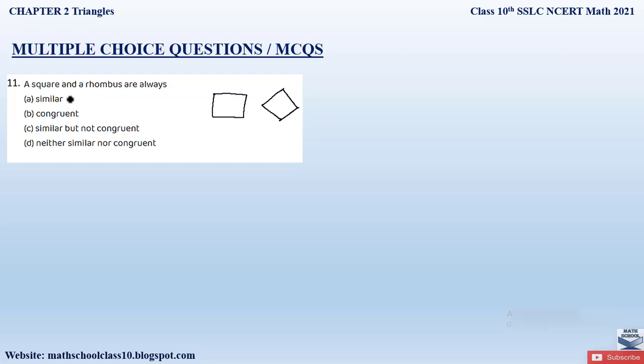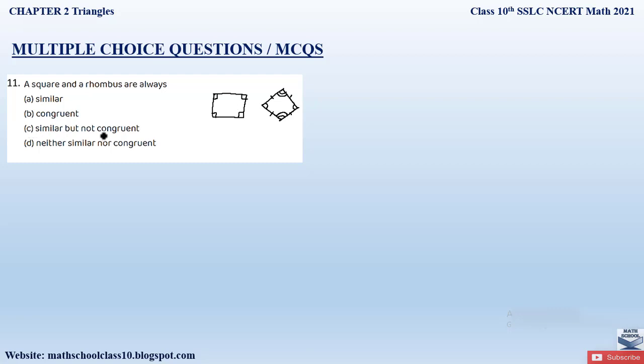When you come to similarity, their corresponding sides must be in equal ratio and the corresponding angles should be equal. In case of a square, all the four angles are 90 degrees and all the four sides are equal. Whereas in case of a rhombus, all the four sides are equal but only opposite angles are equal. Therefore, they are not similar.